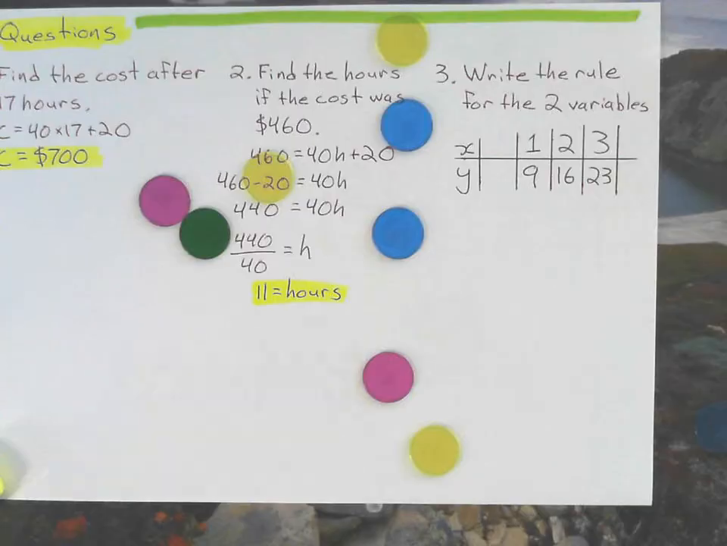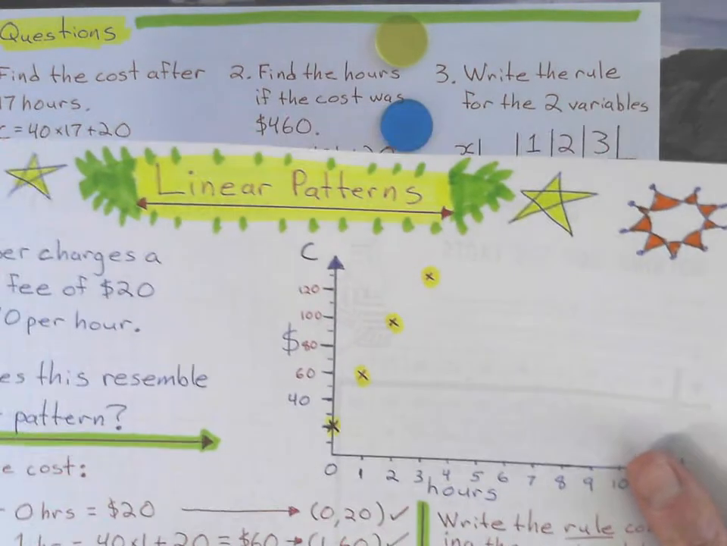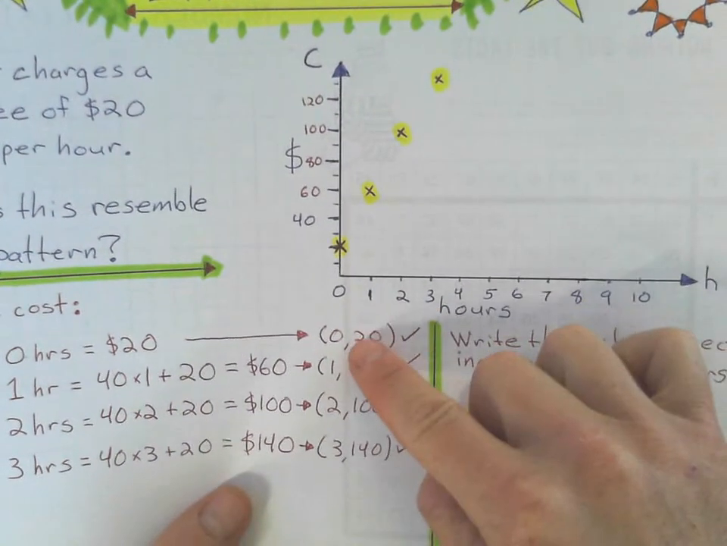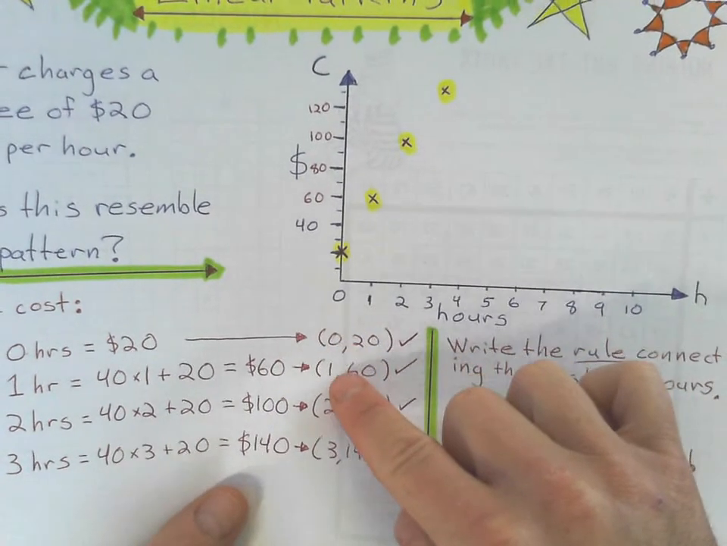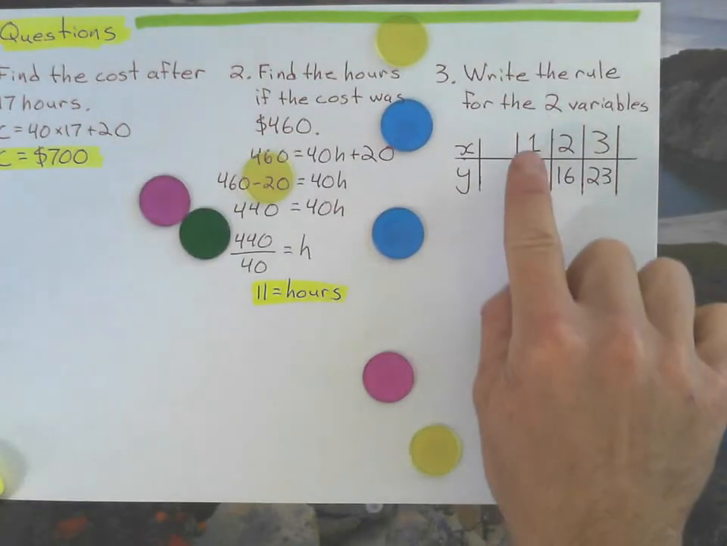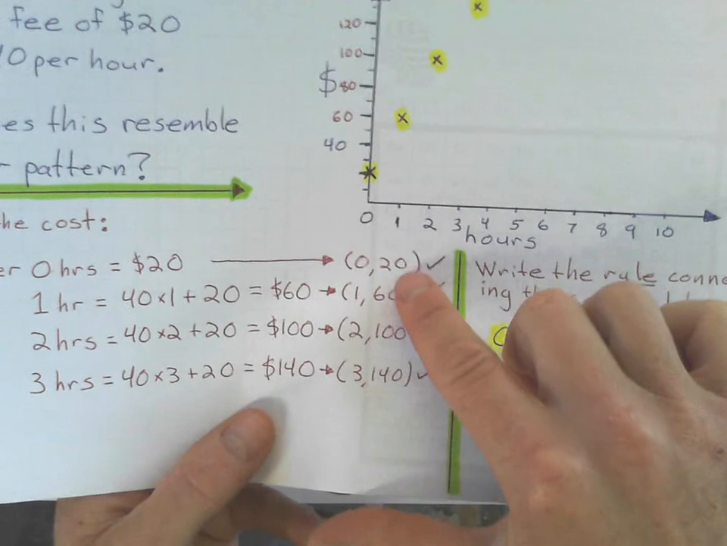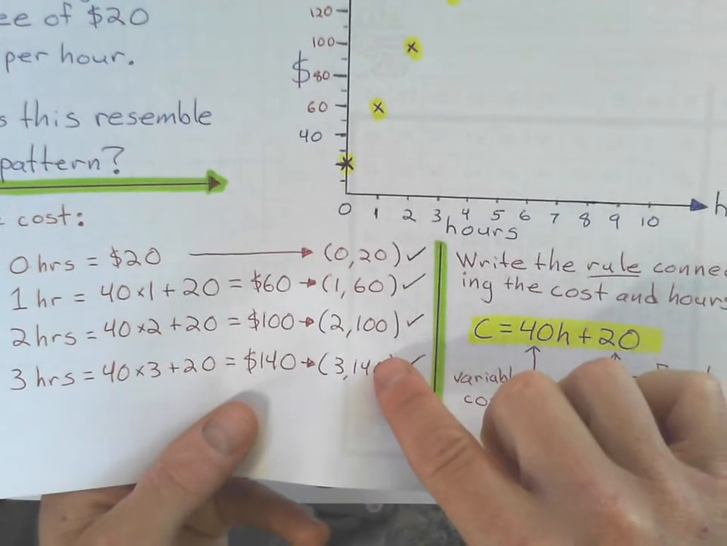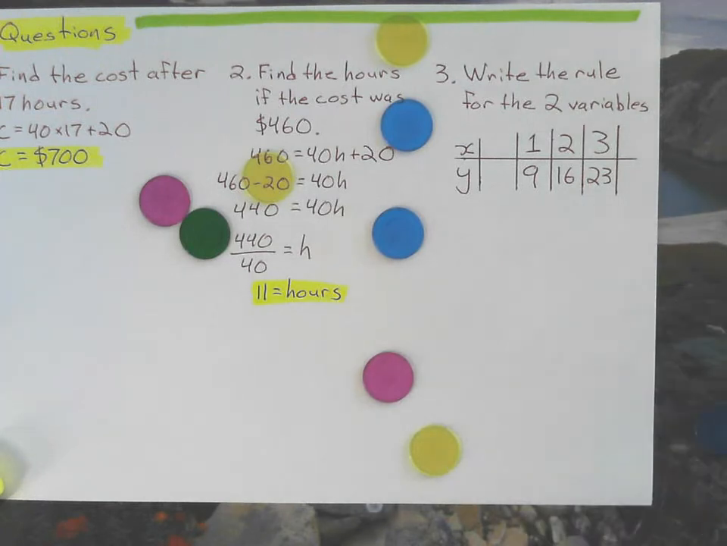Okay? Next. So suppose I leave all the words out of it. Suppose I don't have anything about a plumber or a graph, and instead I just give you the set of these ordered pairs. Suppose I give you all of the x-coordinates, like 1, 2, 3. I don't have 0, but 1, 2, 3. And I give you all of the y-coordinates, which in this example were the costs down here. And I want you to write the rule.